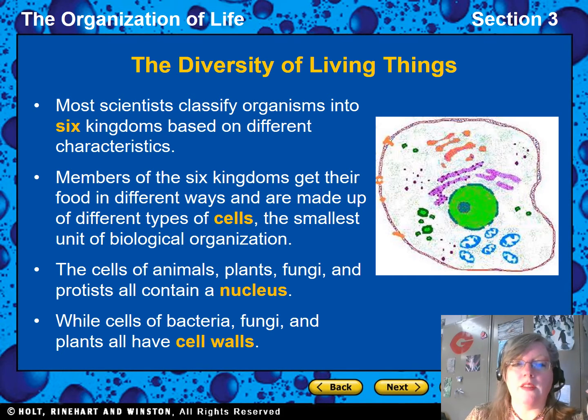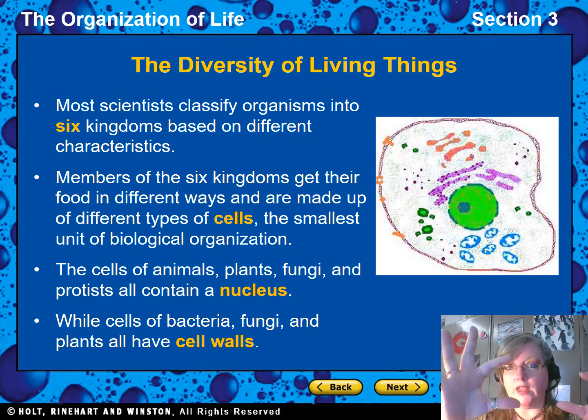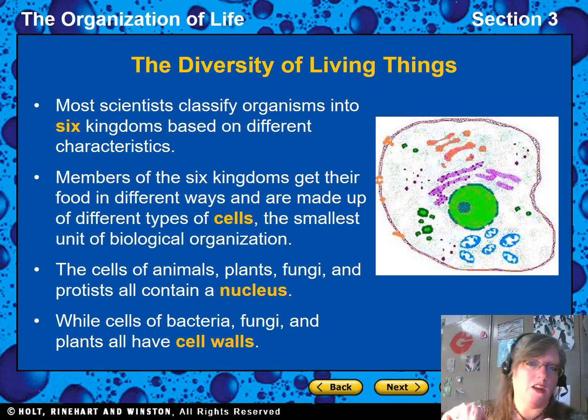All right, so most of the scientists are going to classify all the organisms into 6 different kingdoms. So imagine 6 boxes on the table, and you take all of your trading cards and you set them out into those 6 boxes. Okay. The members of the 6 kingdoms get their food in different ways. They're made up of different types of cells, the smallest unit of biological organization. So we have to figure out what makes this trading card go in this box and not go in that box or that box. How do we find the right box?